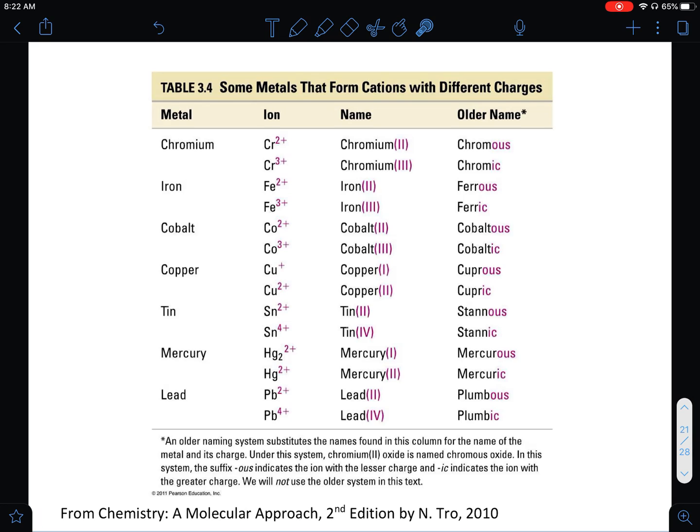Here's a list of some common cations that have multiple charges. And when we are writing the names of these, this is actually how it is going to look, where you have to state the charge for chromium +2 or +3, just to state which chromium ion we have, or that we would need to use in our formula.